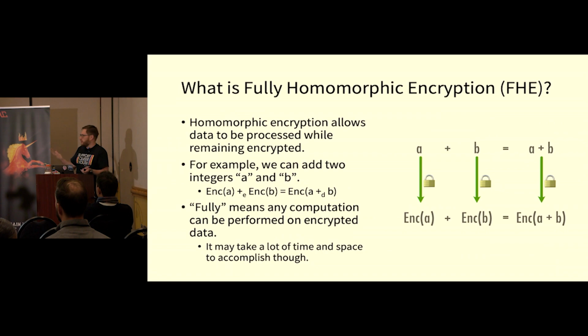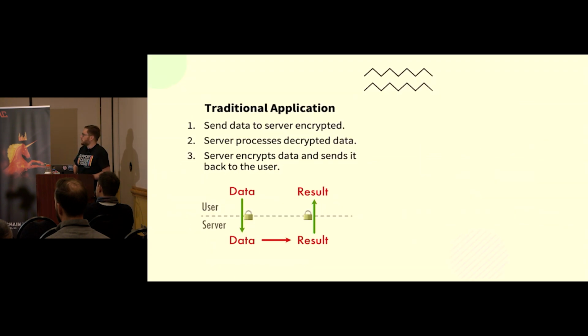So the fully part of fully homomorphic encryption means that any computation can be performed on encrypted data. There is a caveat here. When you're performing on encrypted data, it is larger, and it does take more time to process that encrypted data. So you're not necessarily getting the same speed you would get on what's called plain text data, the unencrypted data, and also not the same size.